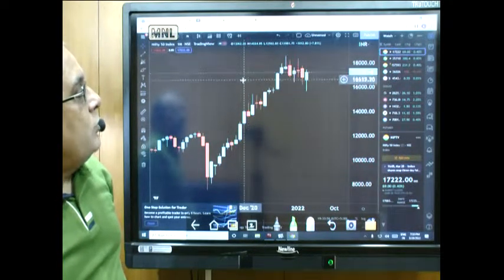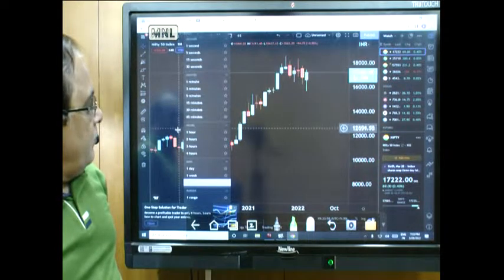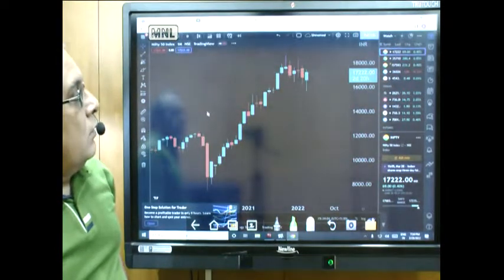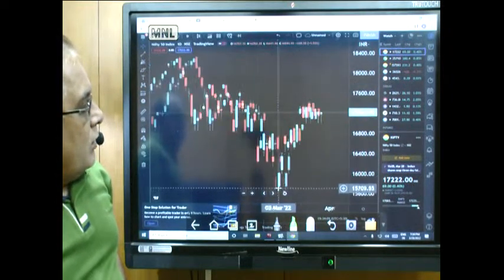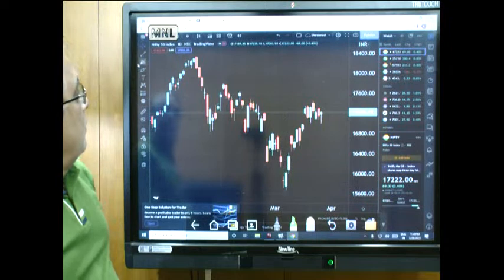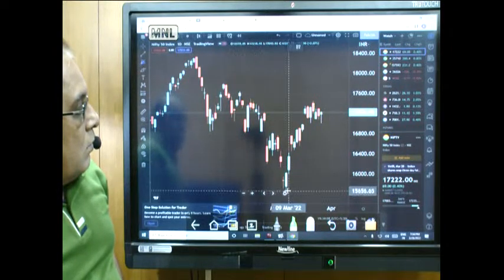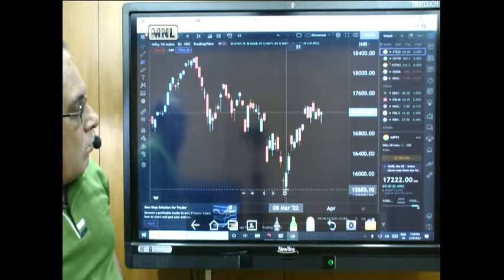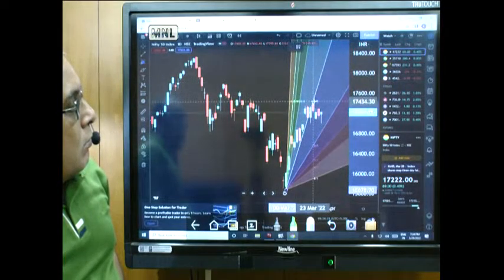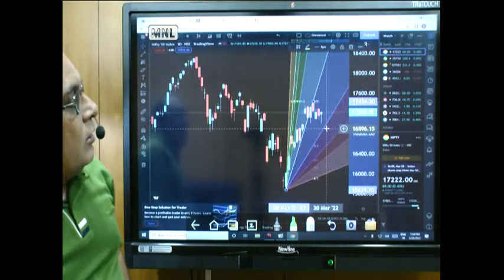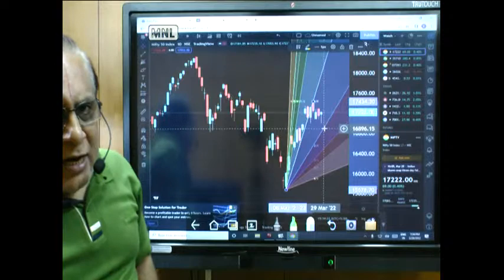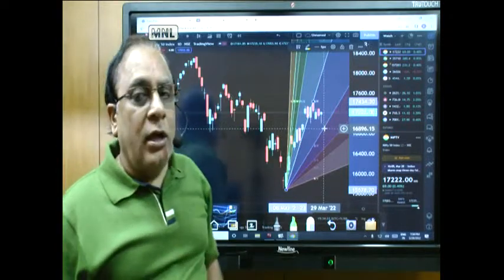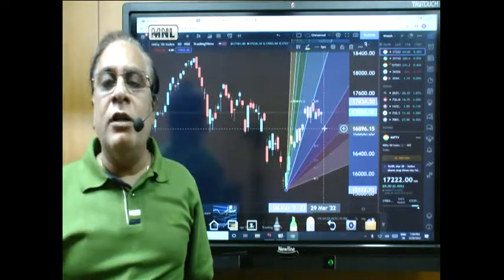So in that case, what we should do is go to the daily chart. On the daily chart, from this particular low, we should draw the 45-degree angle. Right, so this is what we said. No, this level is not broken. This is 16,880 or 890 levels, whatever it is. It is not broken. You are now on the upside of the market.